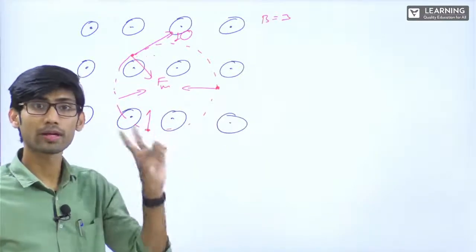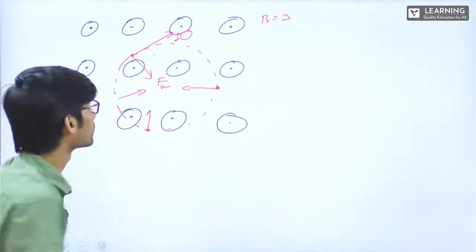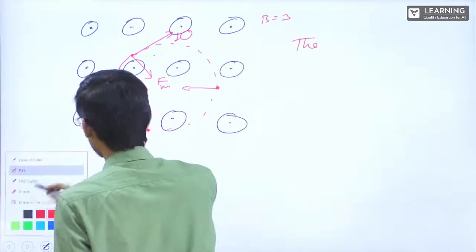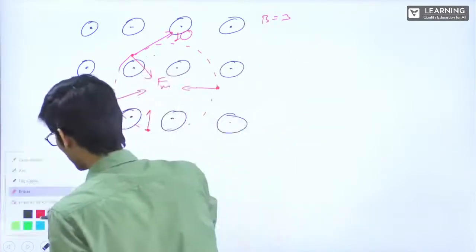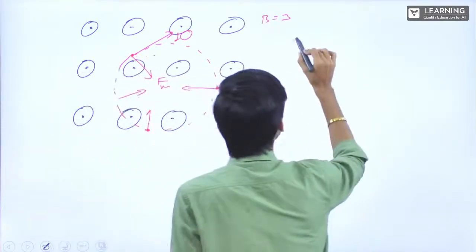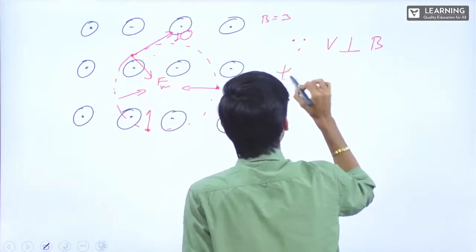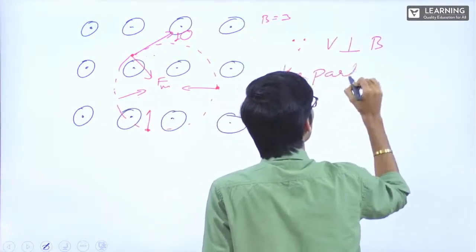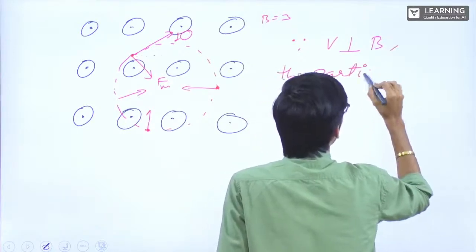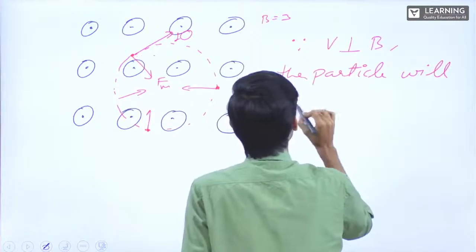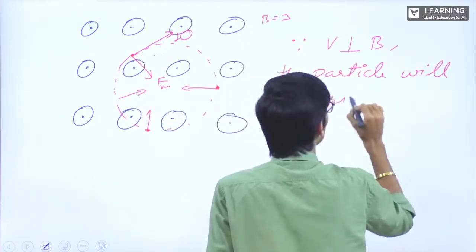Remember, velocity perpendicular to magnetic field means circular motion. Instead of using this much brain, just write: since V is perpendicular to B, the particle will perform circular motion.